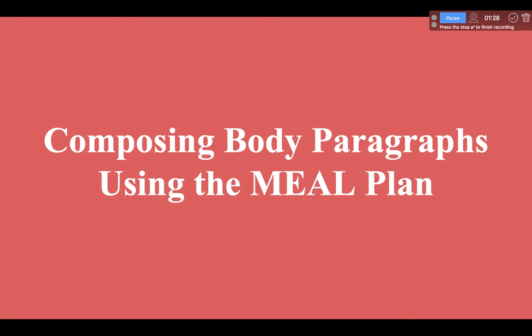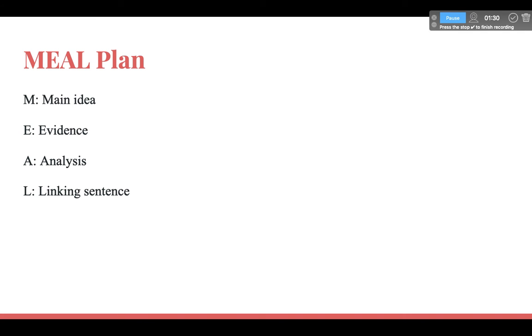So now we'll talk about the meal plan. Meal plan is an acronym. The M in meal stands for main idea, which is the topic sentence. The E stands for evidence. A stands for the analysis of that evidence, and L is the linking sentence.